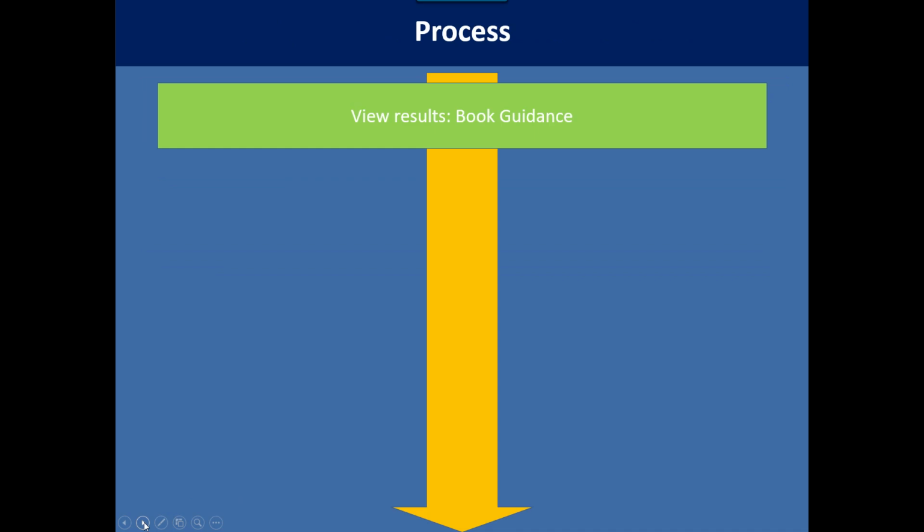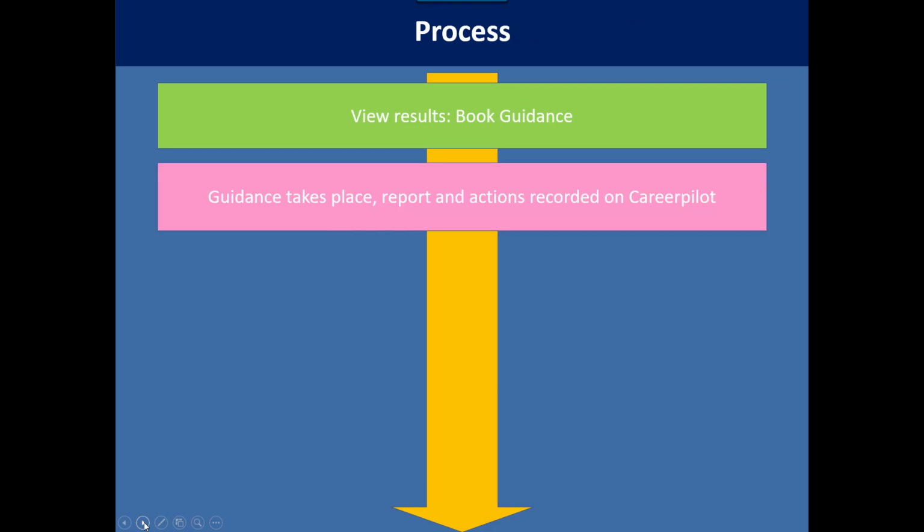Okay, so just a summary of the process. You're going to book them guidance, and then the guidance is going to take place. You can record your reports and your actions on Career Pilot. Do get the students to redo the Pathway Planner, because then you see the whole journey of what they've done, how they've edited, how they've changed. They might be in the red and amber, but as they have some guidance, you get them to do it again. They might be moving to green and amber as they move through.